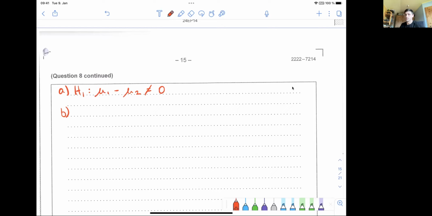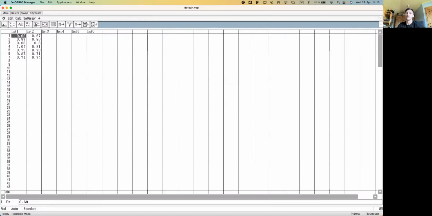I'll bring you over to the one I have, which is on my laptop, an emulator of the Casio fx-CG500. They're all slightly different, but more or less the process will be somewhat the same. If your calculator is different to mine, I would advise you to Google or YouTube how to run this test, and it'll be pretty clear.